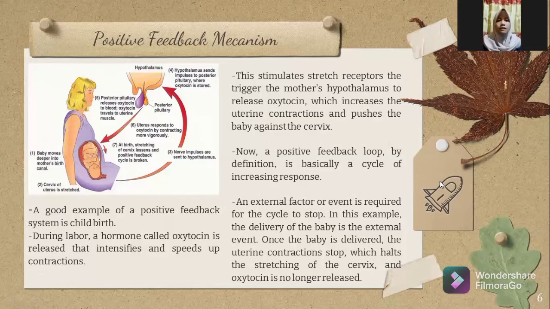Once the baby is delivered, the uterine contractions stop, which ends the stretching of the cervix, and oxytocin is no longer released.